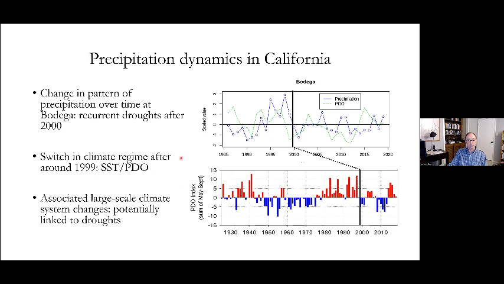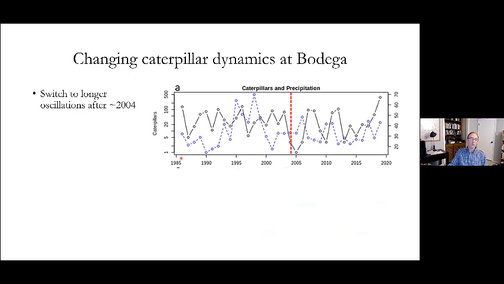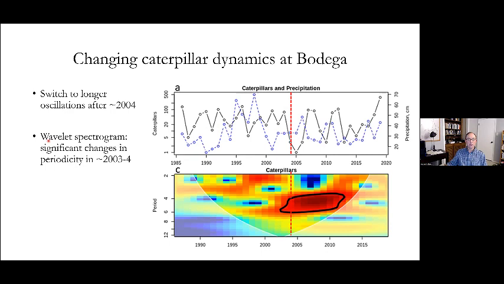Okay, so what about changes in our caterpillars at Bodega? So we saw this switch to longer term oscillations after 2004. There were changes in the oscillatory frequency over time. We used wavelet analyses to look at the periodicity. And you can see that before 2004 here, the period of dynamics is something like 2 or 3 years in this early part of the time series. Then we have a switch to 4 to 6 year periods of oscillation after that time. The cycles became longer in duration after that.